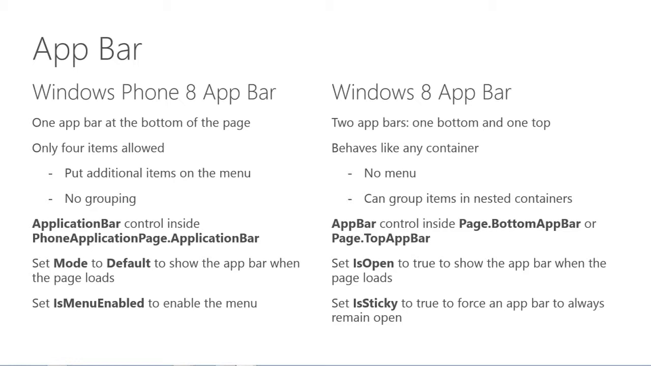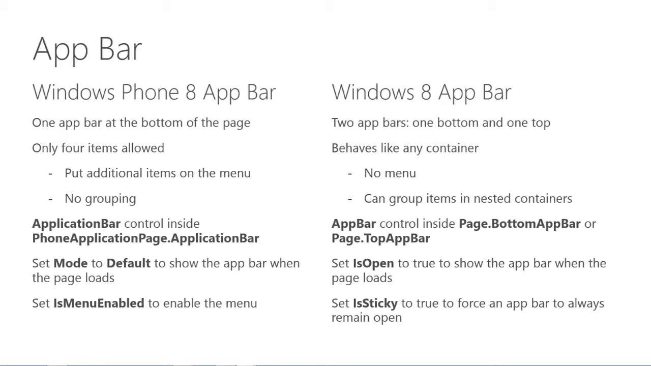Windows 8, on the other hand, the app bars behave like containers. There is no standard menu that you can use like the Windows Phone app bar, but you can do similar things using flyouts and so on. You can also group items using nested containers within the app bar. And so you can be more creative. You can do things a little bit differently and take advantage of that.